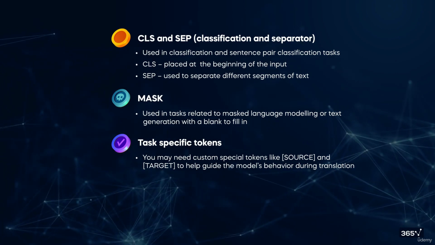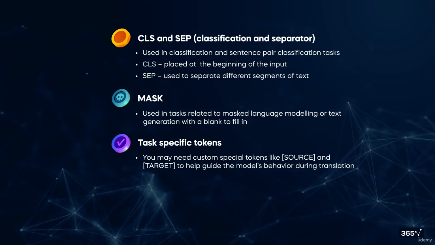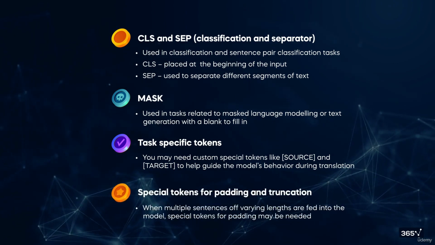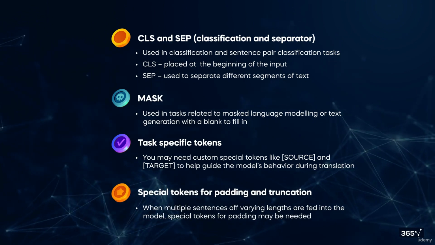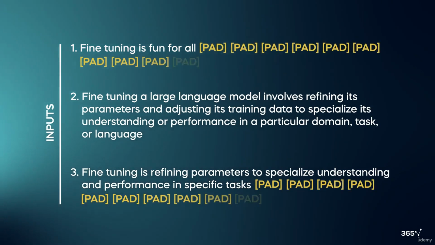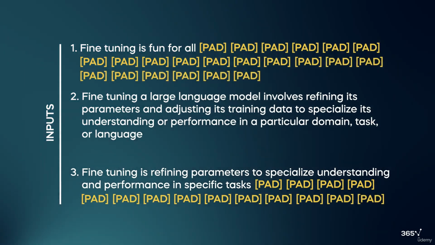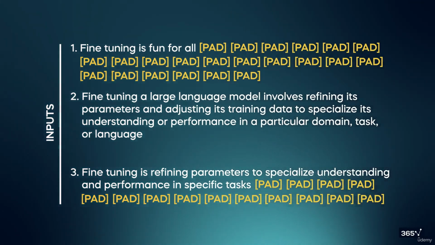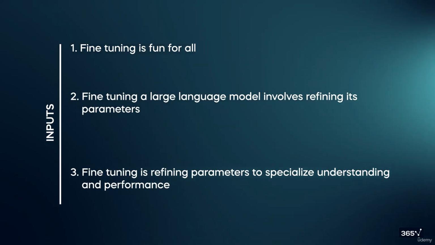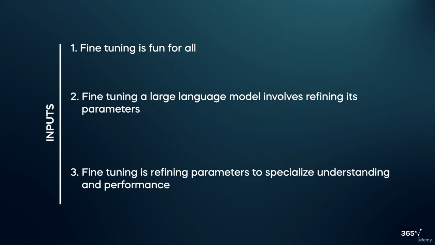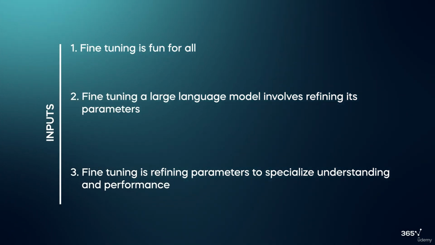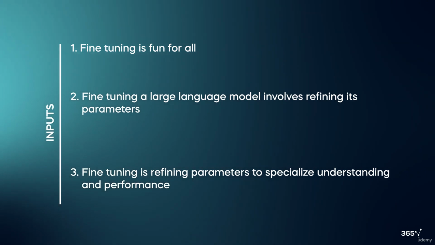These tokens help guide the model's behavior during the translation. When you feed multiple sentences of varying lengths into the model, you may need special tokens for padding, which is where we add extra tokens to make sure all the inputs are the same length. Or we might want to use truncation, which is where we shorten longer inputs to a specific length. These tokens ensure that the inputs are consistent and align with the model's architecture.